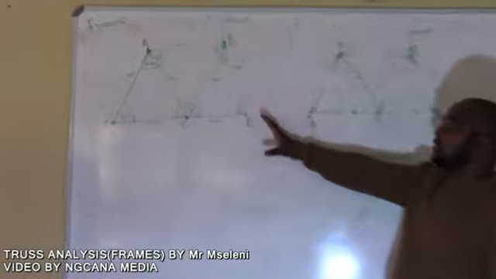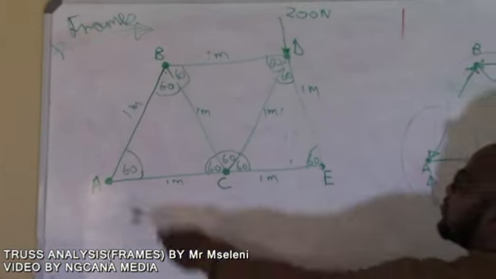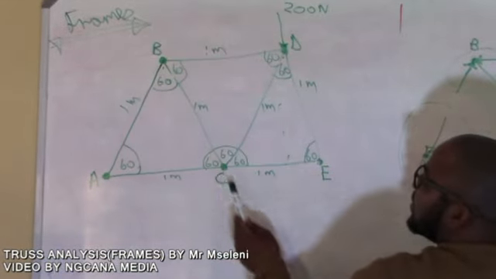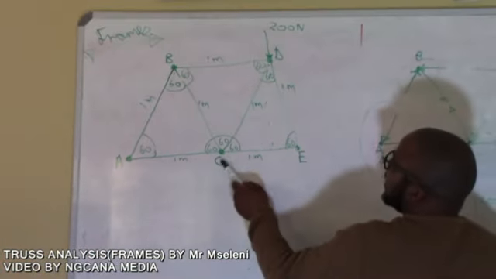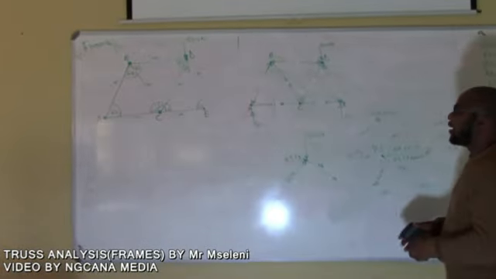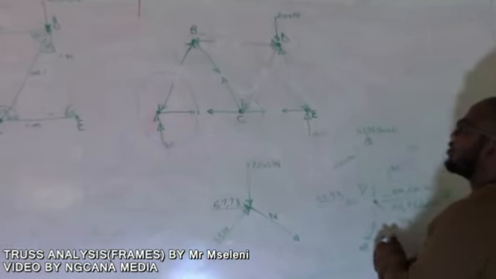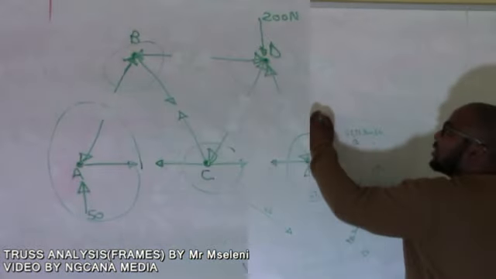So it simply means that all the members in the structure which were given from the first part, we found all of them: member AB, member BC, member AC, CD, BD, and CE. Therefore, the only part we're going to be doing now is to prove by checking this joint, which is joint C.